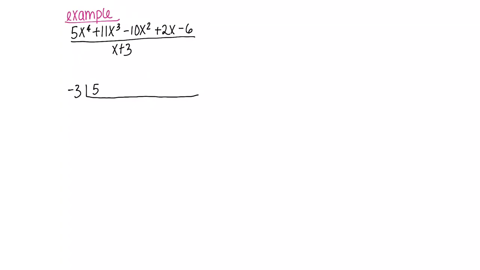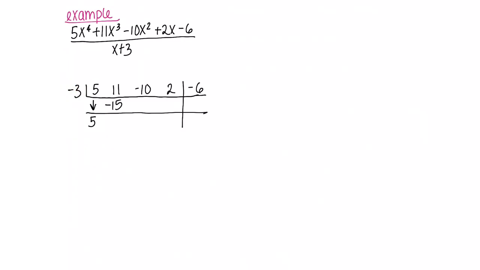So I have 5, 11, negative 10, 2, and negative 6. I am getting those once again: this 5, this 11, negative 10, 2, negative 6, and drawing a line right before that last number. Your algorithm always starts with pulling that first number down, and then it's 5 times negative 3 is negative 15.